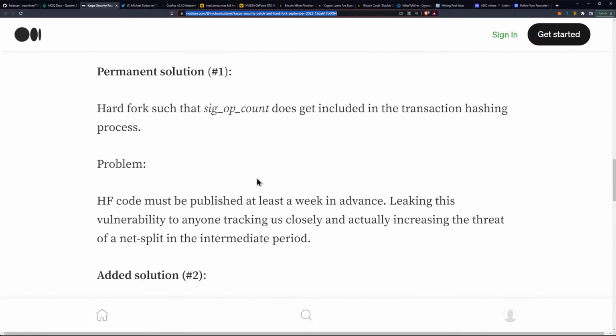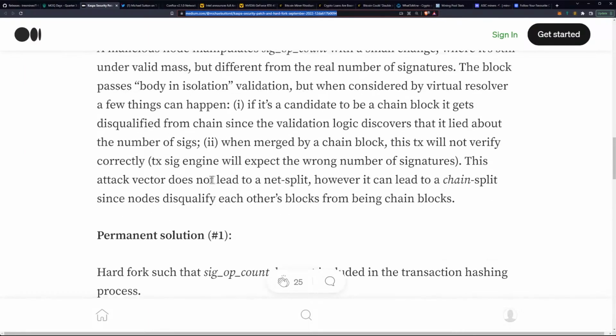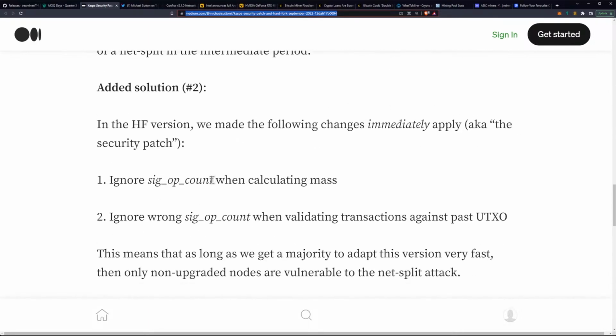The permanent solution is as follows: a hard fork such that sig op count does get included in the transaction hashing process. And the problem is that the HF, or hard fork, code must be published at least a week in advance, leaking this vulnerability to anyone tracking us closely and actually increasing the threat of the net split in the intermediate period. Of course, the hard fork is now put through, and it appears to me that we are seeing essentially some success here, at least right now.